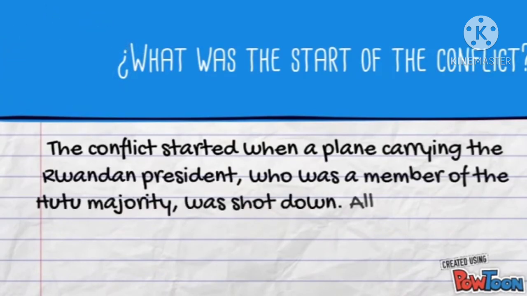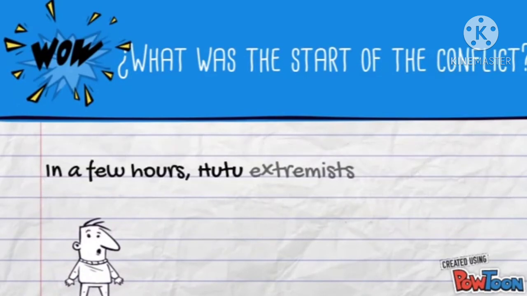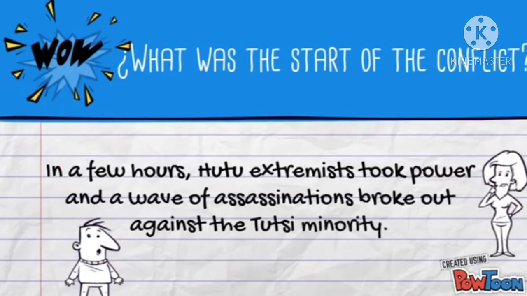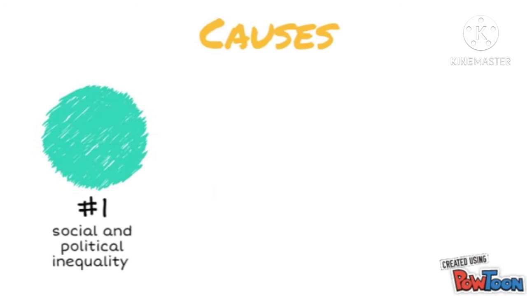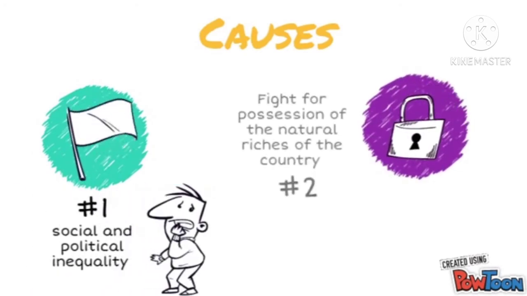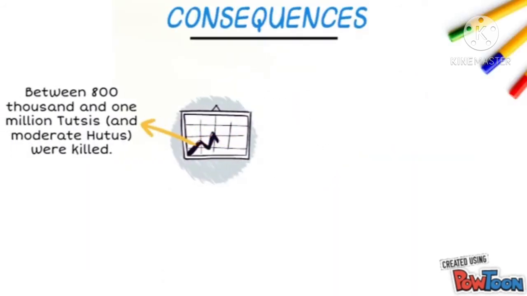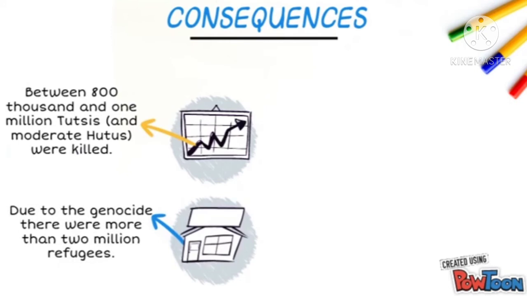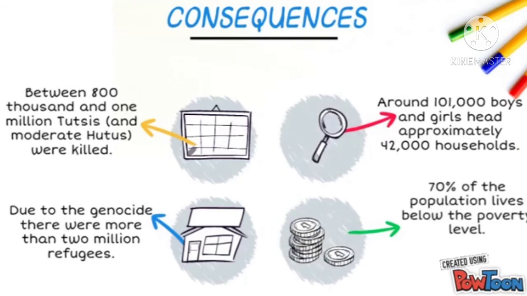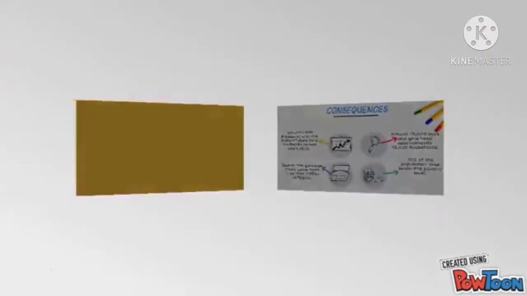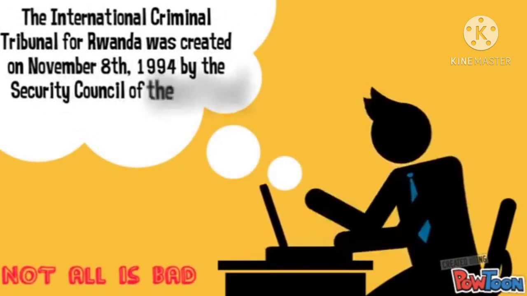And then, okay, what was the start of the conflict? What caused it? It started when a plane carrying the Rwandan president, a member of the Hutu majority, was shot down. So in a few hours, Hutu extremists took power and a wave of assassinations broke out, and they finished the Tutsi minority, okay? But at the end of the day, the Tutsi were able to win the war. They were able to win the war because Paul Kagame was able to conquer the Hutu government and took over power.